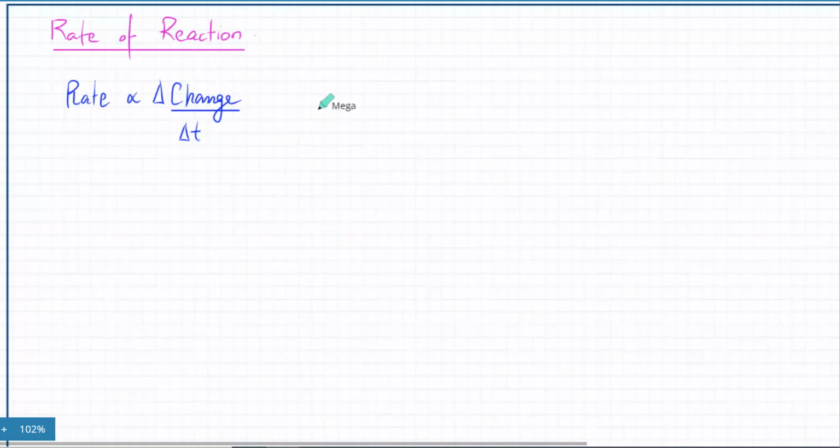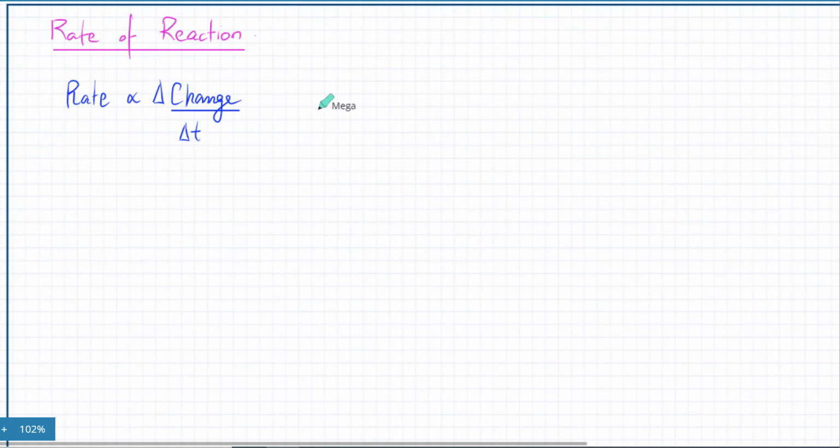So now starting with the very basic, what is rate? Rate is proportional to any change that's happening. If you measure it, it's delta change. You measure the change with respect to the change in time, and time you would want to measure in minutes or seconds.